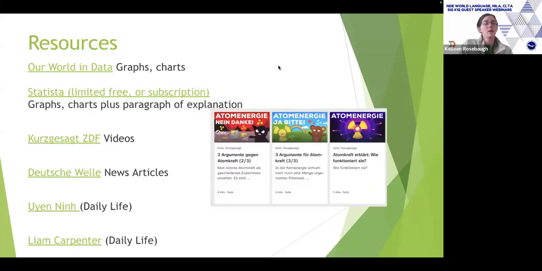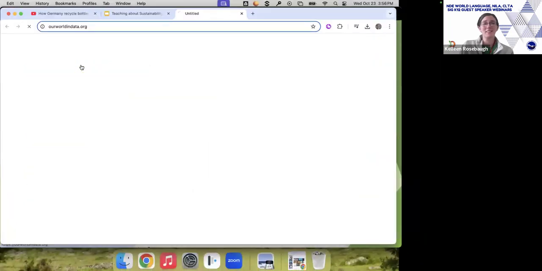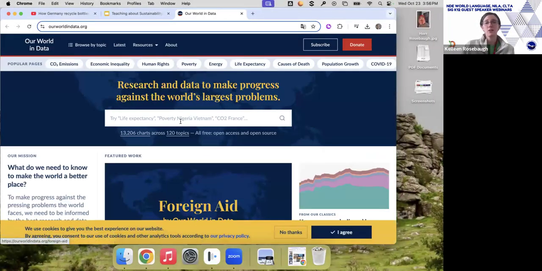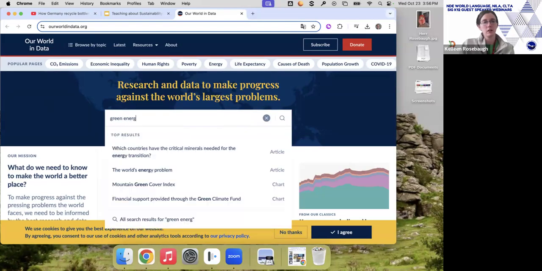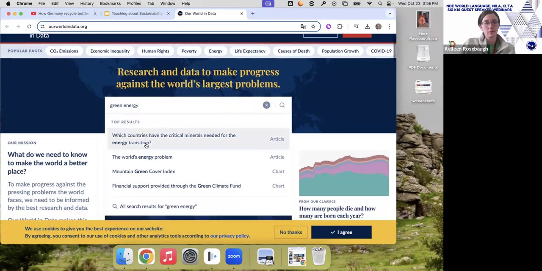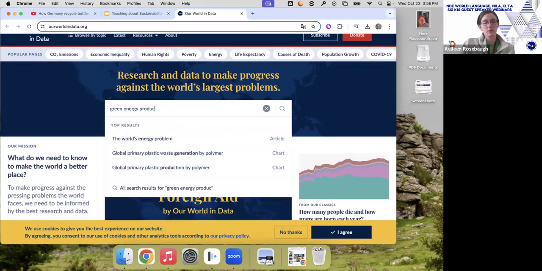So resources. Here are a couple of my favorites. The first two, Our World in Data and Statista, are really great for graphs, getting charts. Statista, the link that I have on there is specifically in German. They do have English resources. Our World in Data, I really, really enjoy. I'm going to show that off. You can put in whatever you're interested in. I will put in like, let's see, green energy production. Let's see.